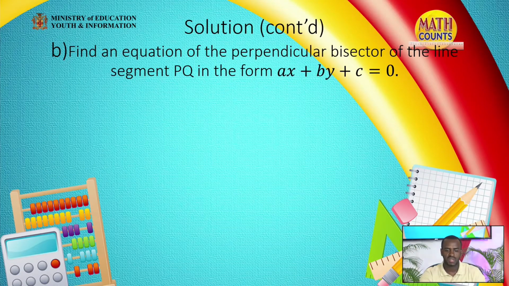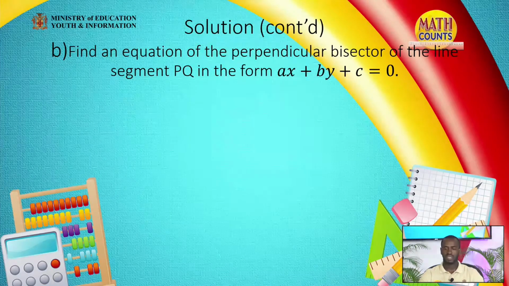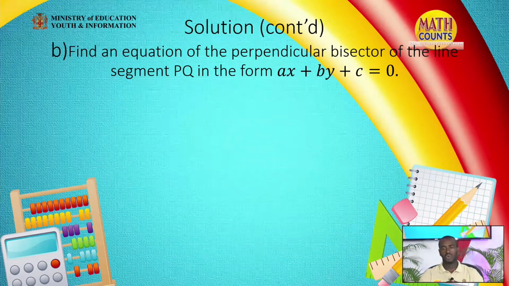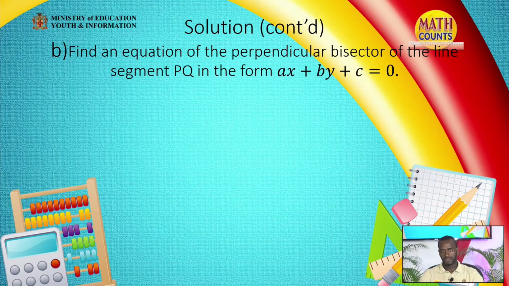Our second question was to find an equation of the perpendicular bisector of the line segment PQ in the form AX plus BY plus C equals 0. How do you go about finding an equation of the perpendicular bisector of the line? Let us go through the solution. Or you can pause the video, go ahead on your own, and then you return to go through the solution with us.